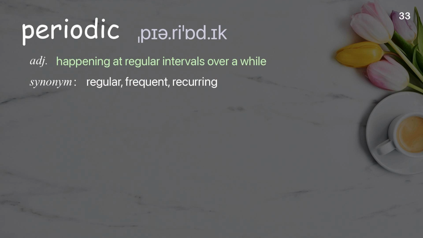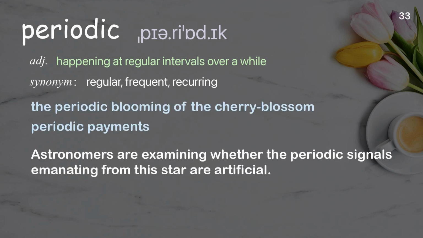Periodic. Happening at regular intervals over a while. Examples: The periodic blooming of the cherry blossom. Periodic payments. Astronomers are examining whether the periodic signals emanating from this star are artificial.